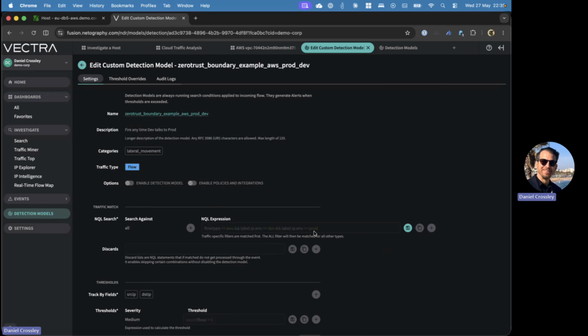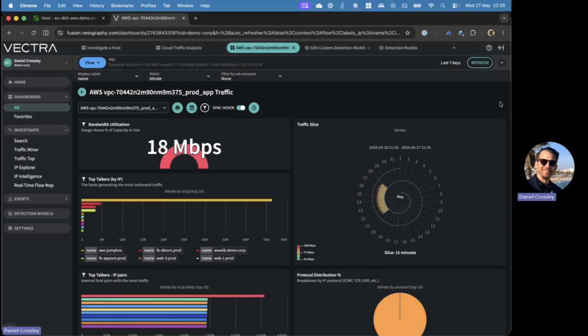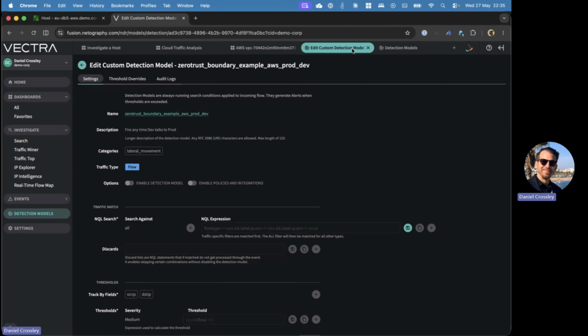The SOC is not necessarily going to be looking at these types of dashboards on a daily basis. Dashboards within Fusion are very, very flexible, and we can create SOC-ready dashboards, but it's important to establish the observability of the environment using Vectra Fusion, and then, using Vectra Fusion, understand what those traffic flows are, map those to your authorized traffic flows according to your segmentation policy, and then define custom detection models to alert the SOC when one of those trust policies or trust boundaries is violated.